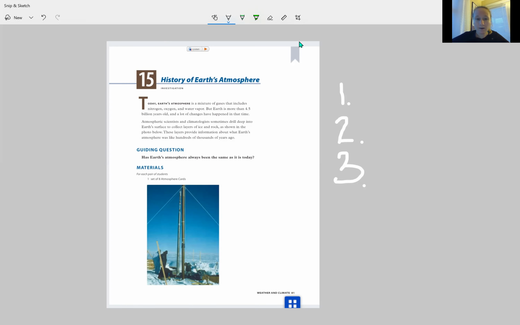Okay, so now, the third thing that I want you to learn is that atmospheric scientists and climatologists drill deep into Earth's surface to collect layers of ice and rock. Okay, so scientists can drill into the Earth that we live on in certain places that have frozen rock. So think about they're in somewhere that's frozen. They're not doing this in Florida. They're probably doing this in a very, very cold climate region. I have some pictures I want to show you of this.